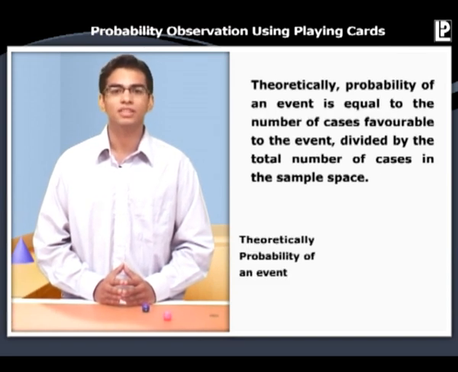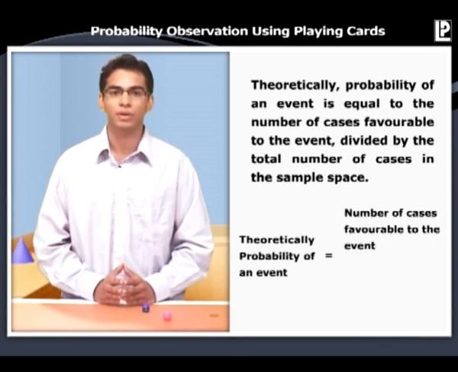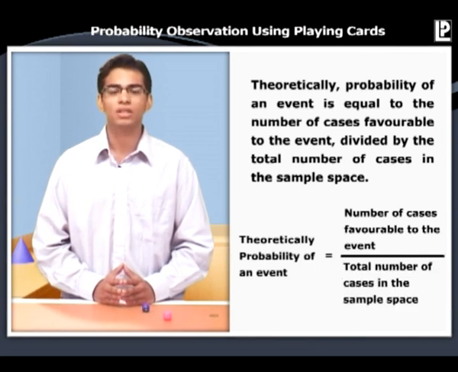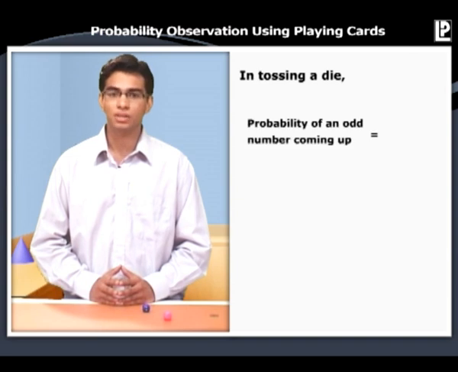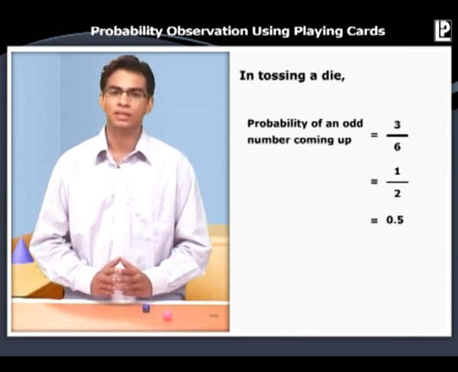Theoretically, probability of an event is equal to the number of cases favorable to the event divided by the total number of cases in the sample space. So the probability of an odd number coming up when tossing a die is the number of elements in the event divided by the number of elements in the sample space. In the previously mentioned example, it is equal to 3 divided by 6, that is half, or 0.5. Probability takes values from 0 to 1.